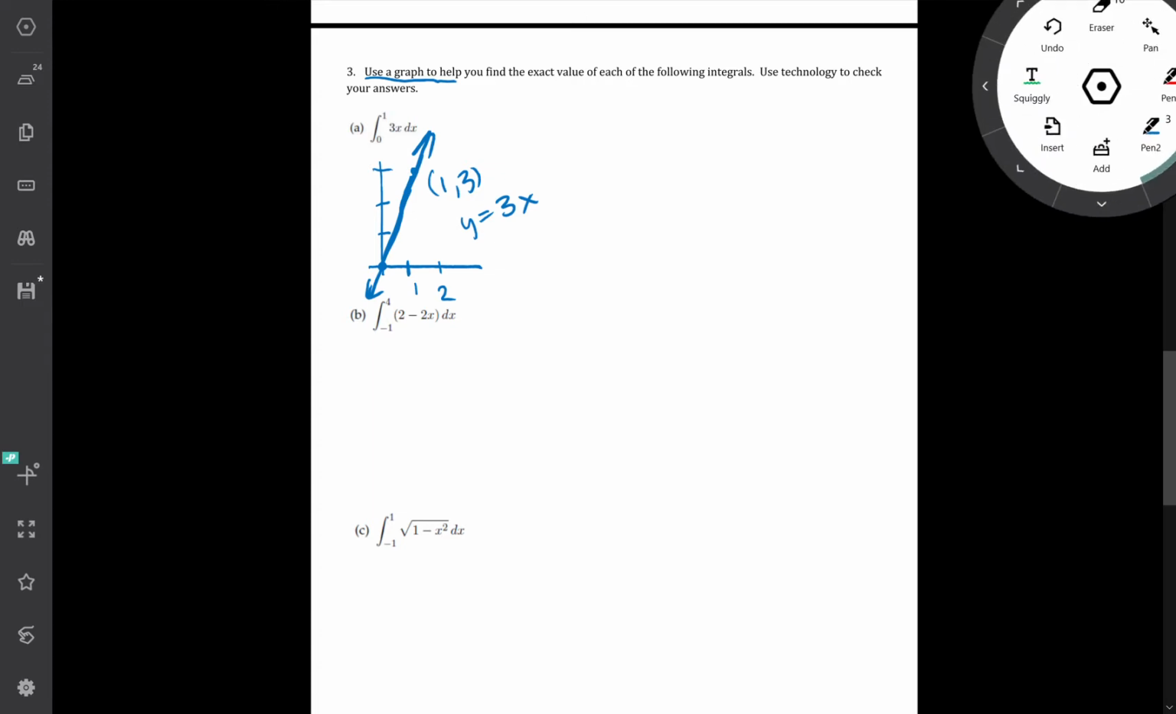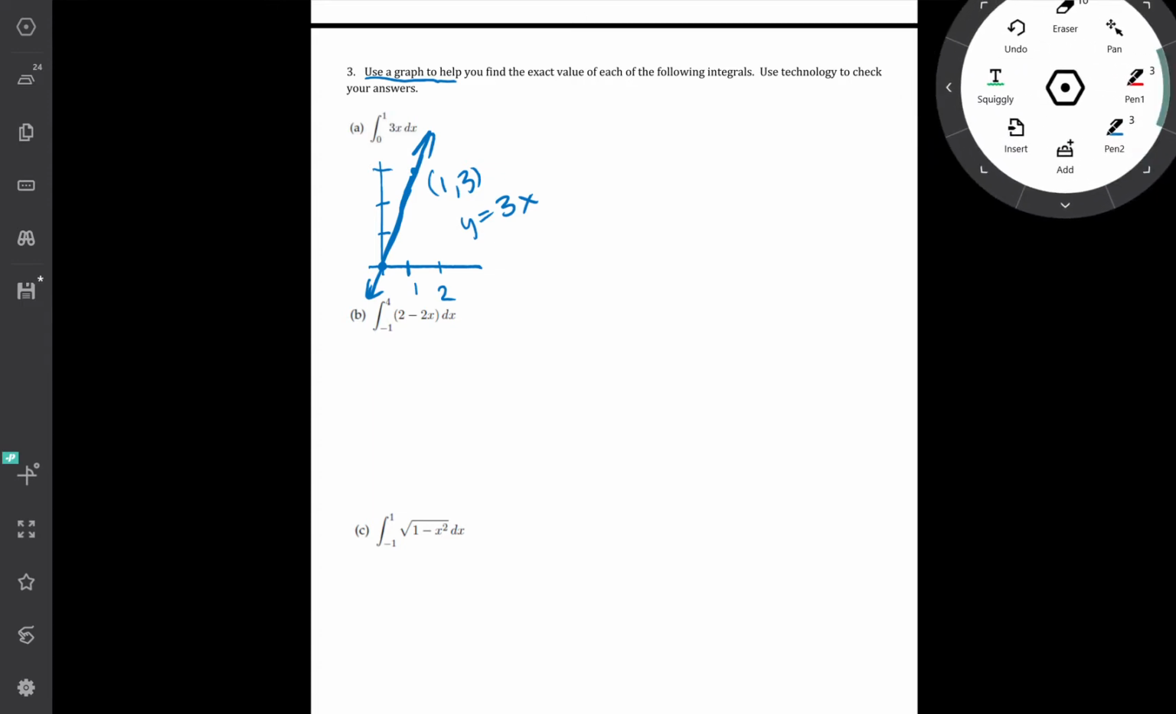I'm only really interested in what's happening between x equals 0 and x equals 1, and that's because those are the limits of integration. So from 0 to 1, I would like to think about how much area I've captured. And all I've caught so far is this one little triangle. It has a base of 1 and a height of 3, which means its area is half of 3 times 1, or 3 halves.